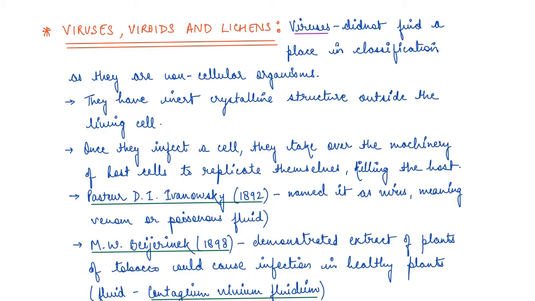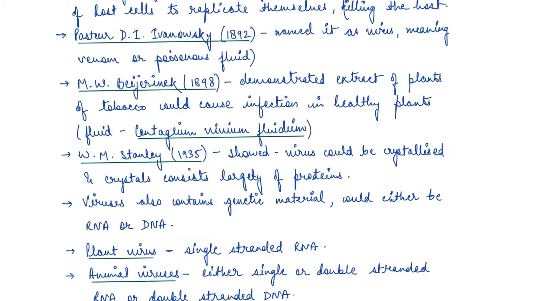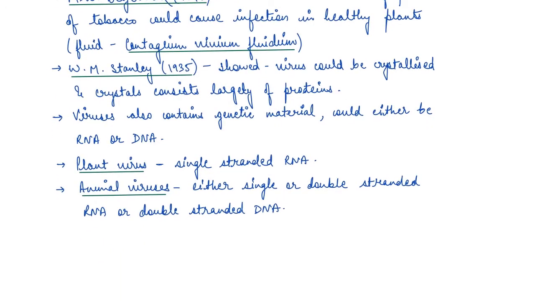Okay, so in 1892 the scientist Pasteur named it virus, meaning venom or poisonous fluid. In the year 1898, Beijerinck demonstrated the extract of tobacco plants which were infected by a virus. Okay, and then in the year 1935, W.M. Stanley showed how viruses could be crystallized, and these crystals consist of nothing but proteins.